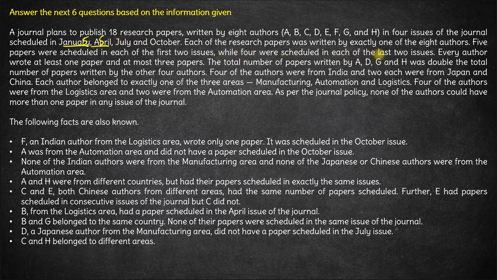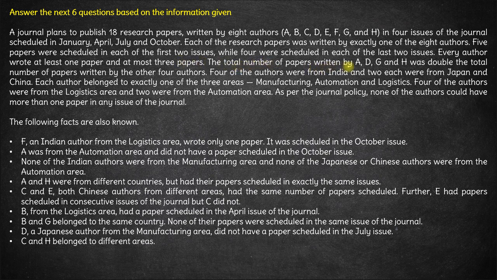While 4 were scheduled in each of the last 2 issues, hence we have a total of 18 research papers published in these 4 issues. Next, every author wrote at least 1 paper and at most 3 papers. So each one wrote a minimum of 1 and a maximum of 3 papers.